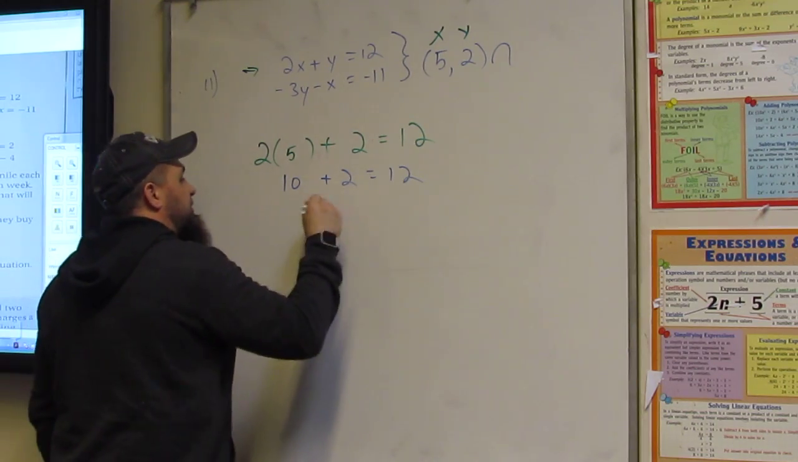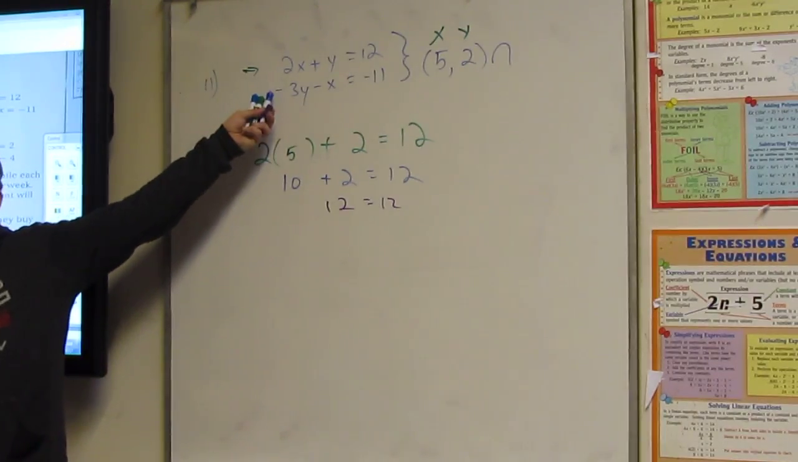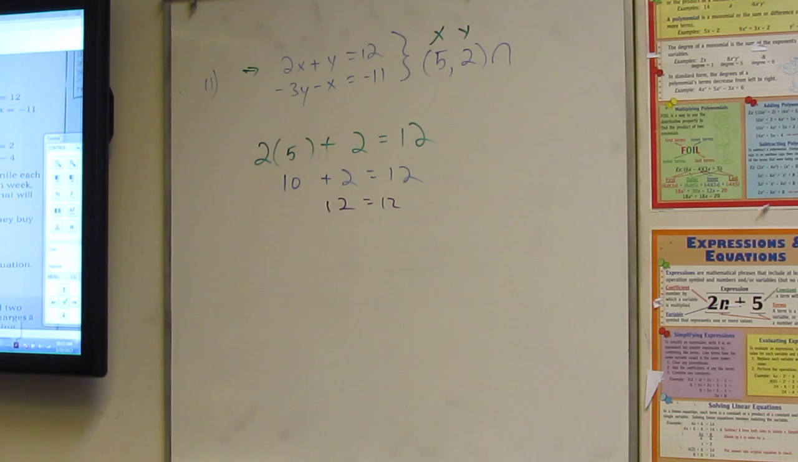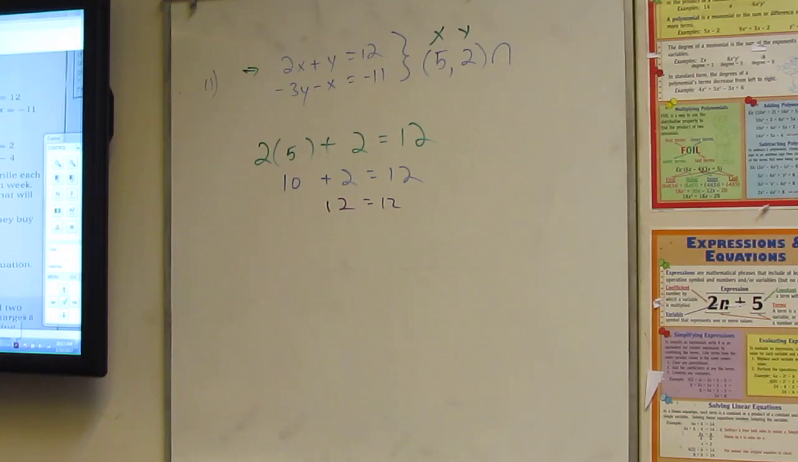Okay? Now, you said this is 12 and that's equal to 12, so that works. So it's going to work, right? Not necessarily. It worked for one of them. If they intersect, it should work for both of them. Okay? So we got lucky on that one.